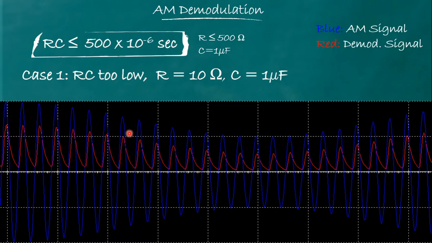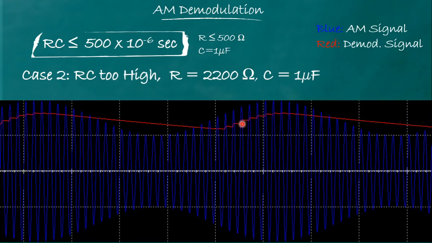This blue one is the AM signal, and the red one is the demodulated or output signal. Since the RC combination is too low, you can see that your capacitor is charging and also quickly discharging. So your output signal is not following the shape of the envelope.